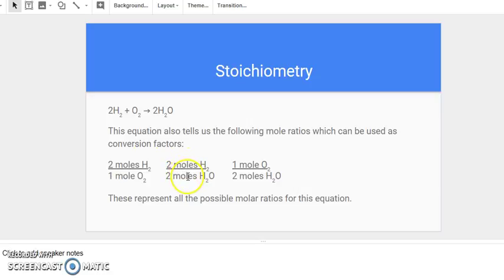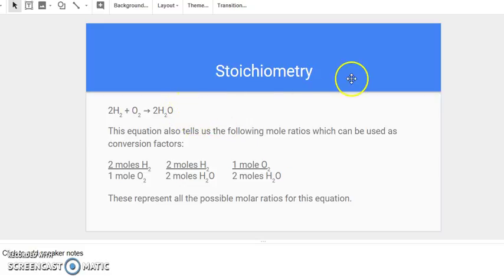We could also say 2 moles of hydrogen with enough oxygen will produce 2 moles of water. We can see that right here. The other conversion factor that we can get from this is 1 mole of oxygen, when it reacts with enough hydrogen, will produce 2 moles of water. So these are the 3 conversion factors that we can get from this balanced equation. This represents all the possible molar ratios for this equation.